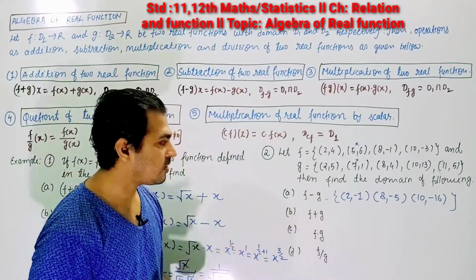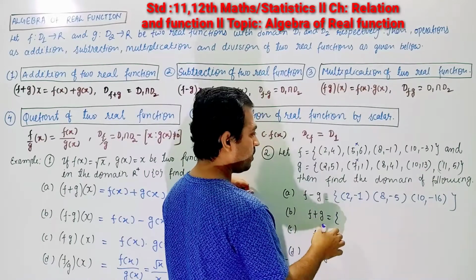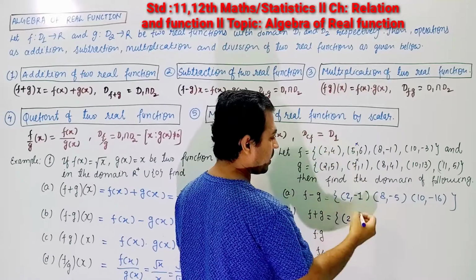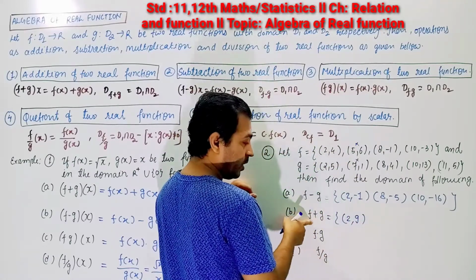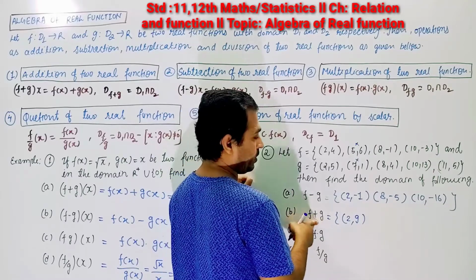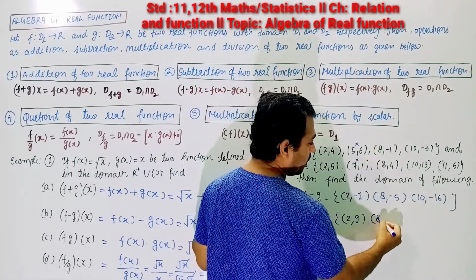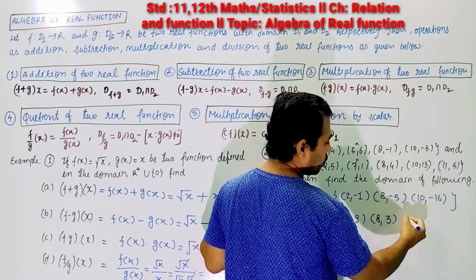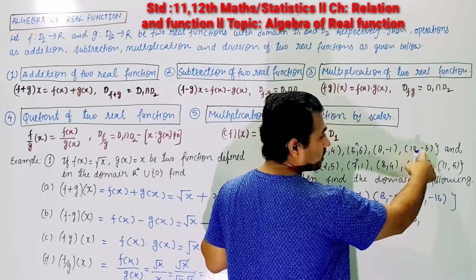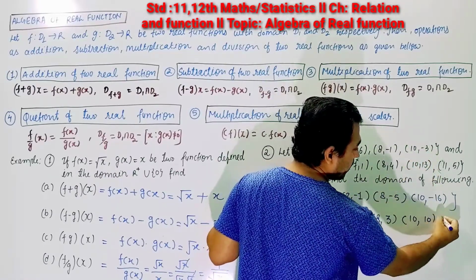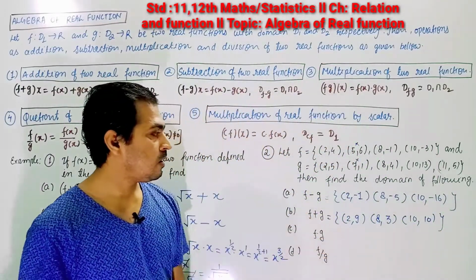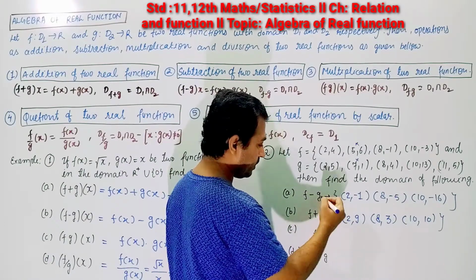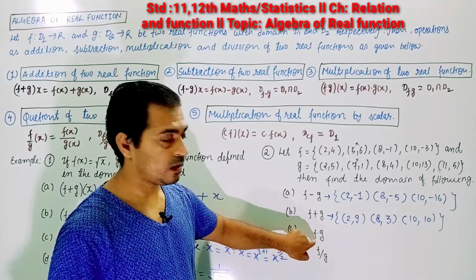Next, f plus g. These are common, so 2 and 2 is common. 4 plus 5 is 9, because you are doing addition of two functions. Then 8 is common here. Minus 1 plus 4 is 3. 10 is common. Minus 3 plus 13 is 10. This is the domain of f plus g.